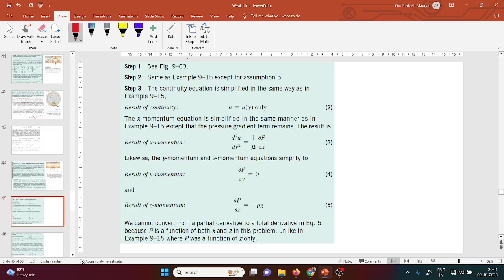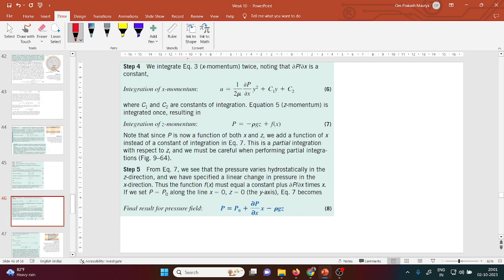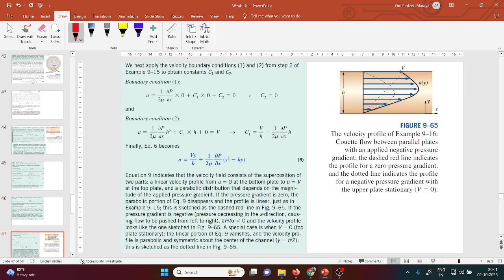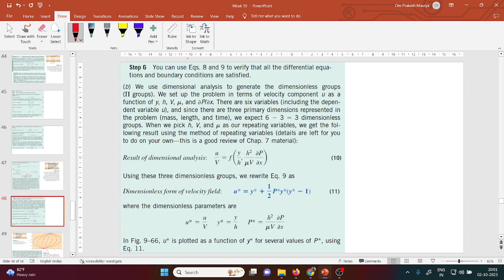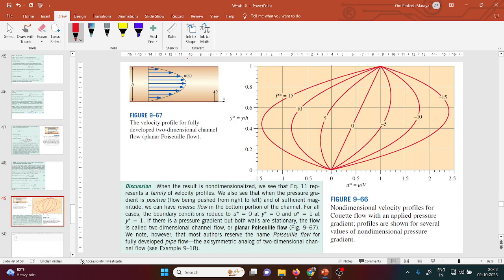Steps 1, 2, 3 are there, then steps 4 and 5. If you see the difference, you will definitely see that this term is extra. In the previous case velocity was only Uy/h, but here there is an extra term. Step 6 is there for the validation. So this is the whole discussion, you take it also.